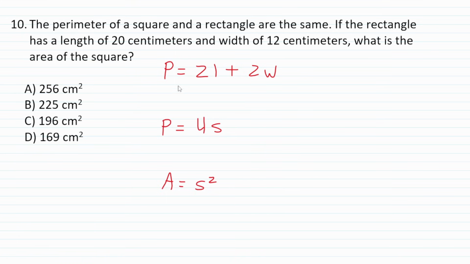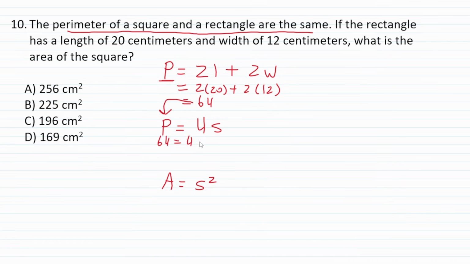Well, what are we told about this rectangle? Has a length of 20, so this becomes 2 times 20, and it has a width of 12, so we can plug in 12 for width. What is its perimeter? 2 times 20 is 40. 40 plus 24 is going to be 64. So we know the perimeter of our rectangle is 64. Well, according to this problem, the perimeter of the square and the rectangle are the same. So I can go ahead and take this 64 and plug it in for the perimeter of this square, which will enable me to divide both sides now by 4 to get s by itself.